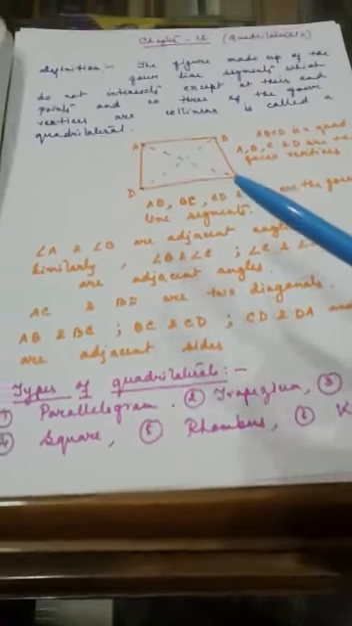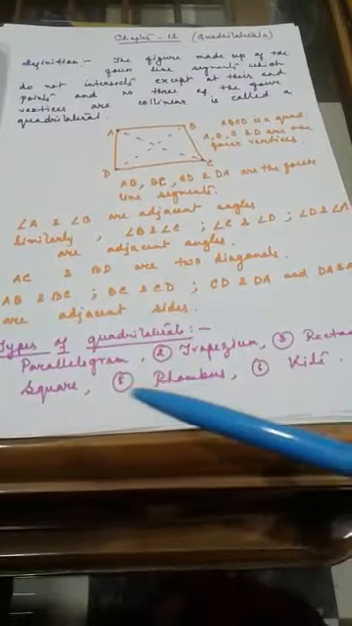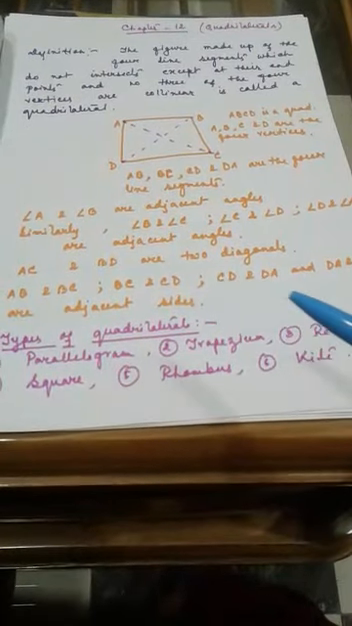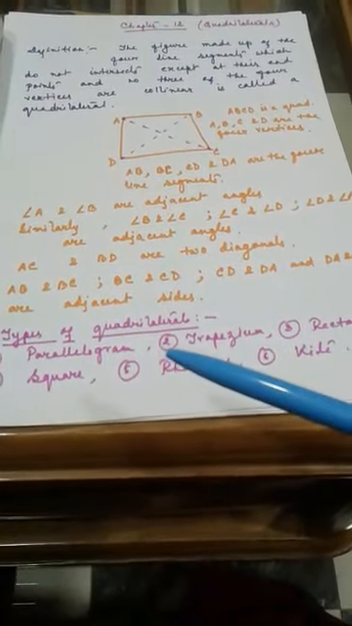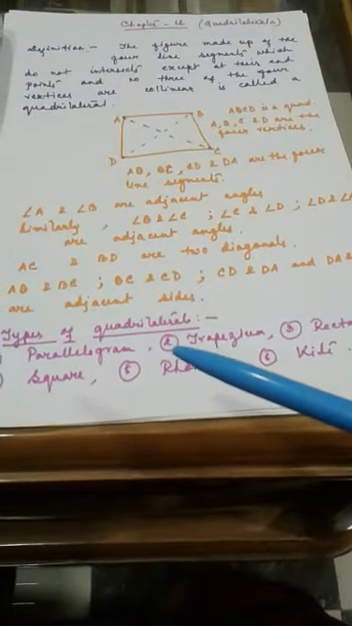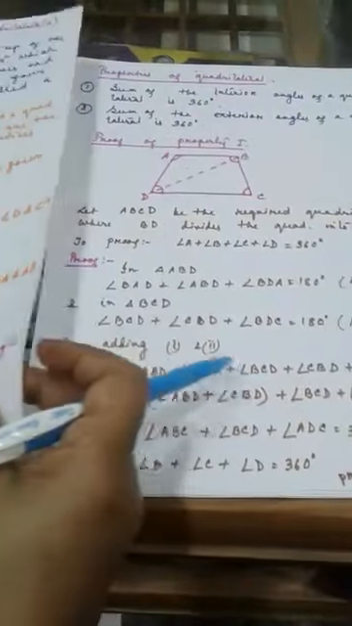Clear to you all? Next come the types of quadrilateral like parallelogram, trapezium, rectangle, square, rhombus, kite. These all are different types of quadrilaterals. Clear or not? Okay. Your next topic is properties. There are two types of properties of quadrilateral.